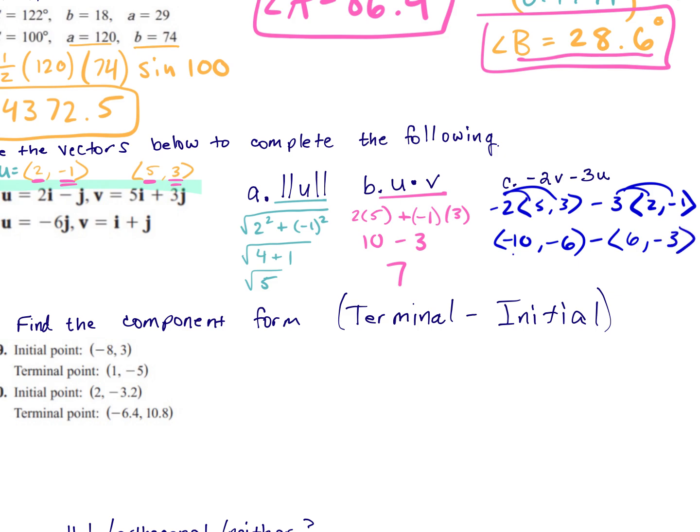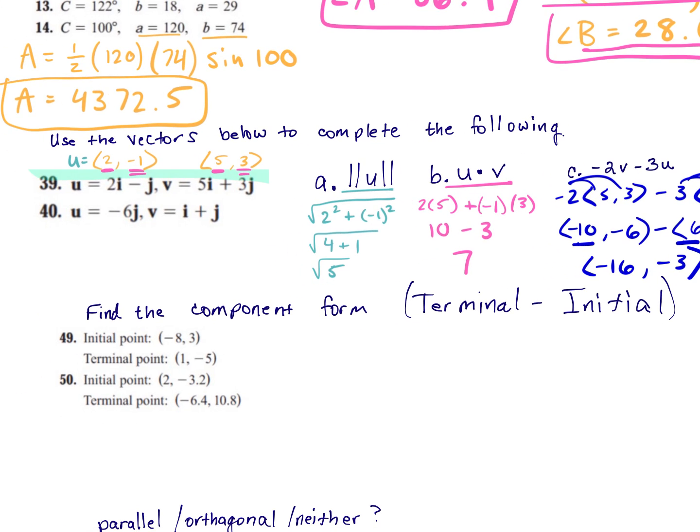When we subtract, be careful with the signs. -10 minus 6 would be -16. And -6 minus -3, that would turn into a plus, so that would be -3. Any questions here?